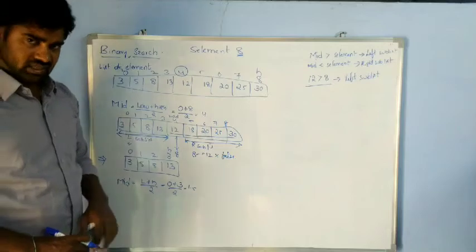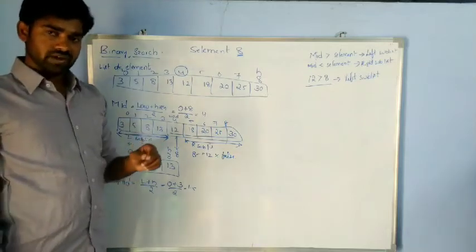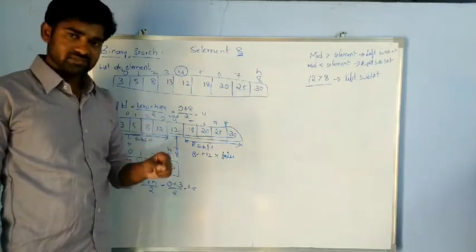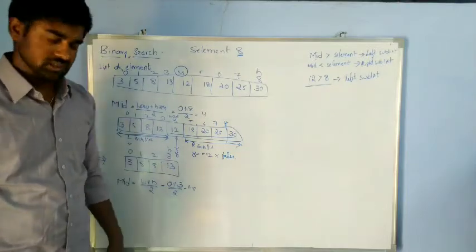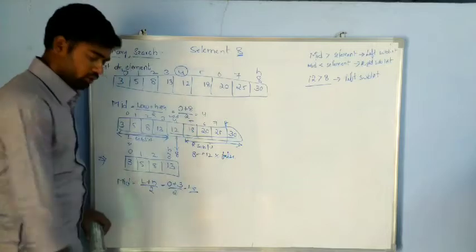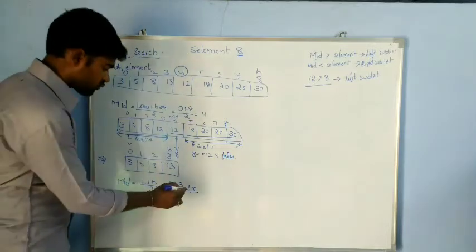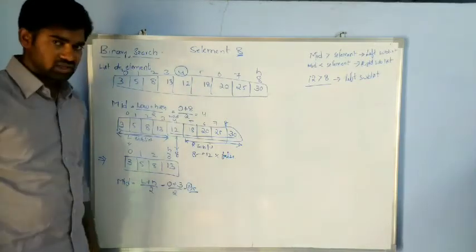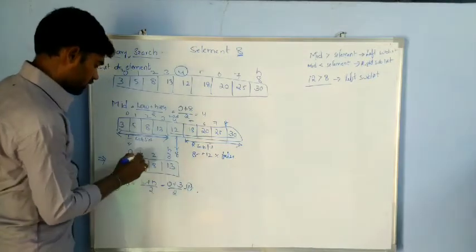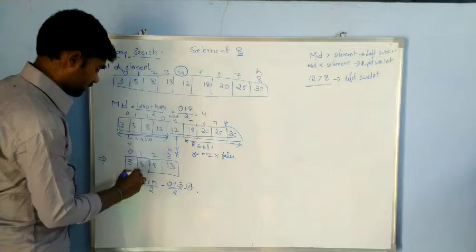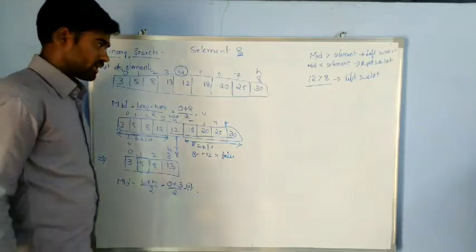Already we discussed in the last session that index numbers are always represented by integers, not floating point numbers. So now we got the result as a floating point number. We need to consider only the integer part, not the floating point. Here the integer part is 1. Now we need to take this as the mid element.